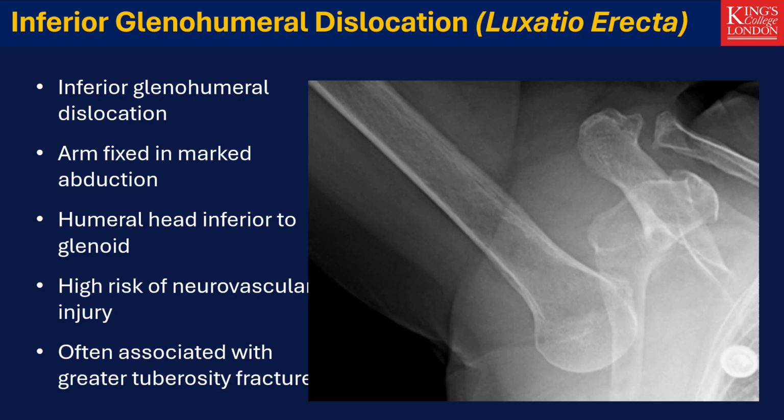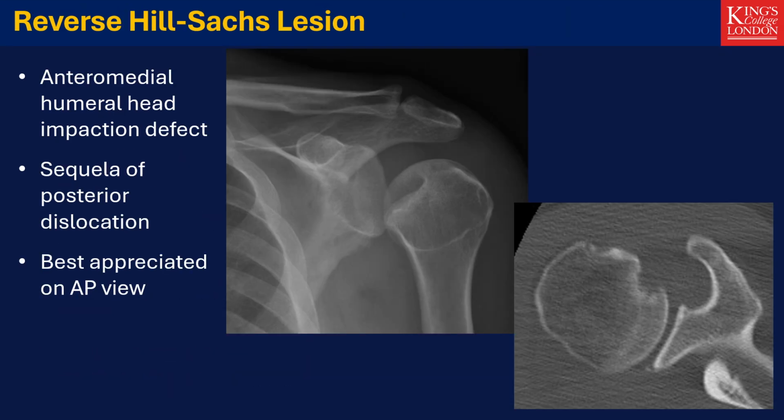Radiographically, the humeral shaft appears nearly vertical, with the humeral head positioned inferior to the glenoid. This is uncommon but unmistakable. Recognize it immediately and document neurovascular status. A reverse Hill-Sachs lesion is an impaction fracture of the anteromedial humeral head caused by engagement with the posterior glenoid rim during posterior shoulder dislocation. On the AP radiograph, the finding is often subtle.